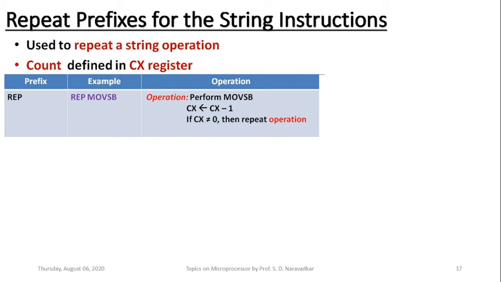There are 3 steps stated. Perform that move string byte operation. It clearly means that from the source location 1 byte is moved to the destination location. Once that byte is transferred from source to destination, then count CX is decremented by 1, CX minus 1 copied to CX. And then in the third step, if that count CX is not equal to 0, then repeat that particular operation, go back and perform move string byte again.